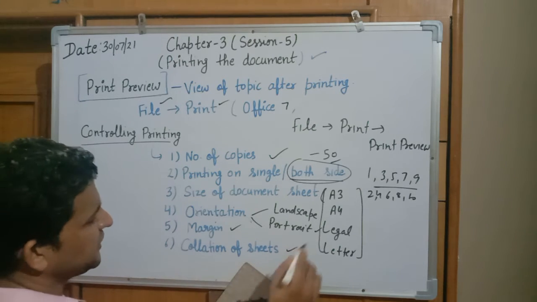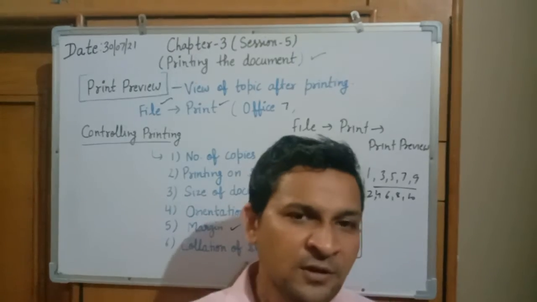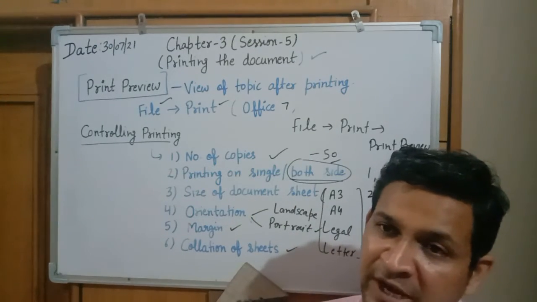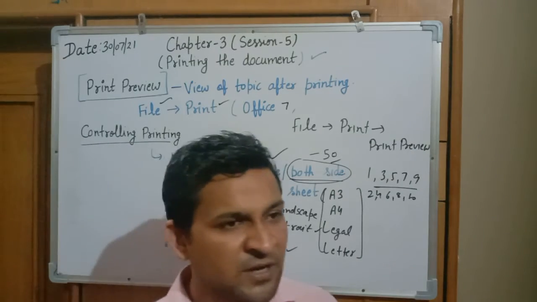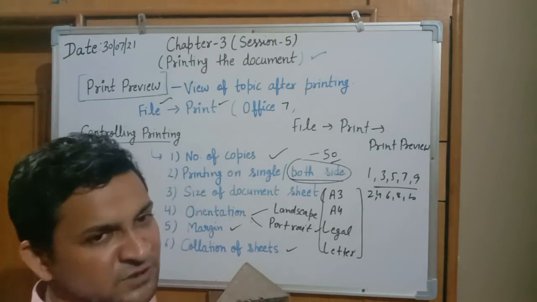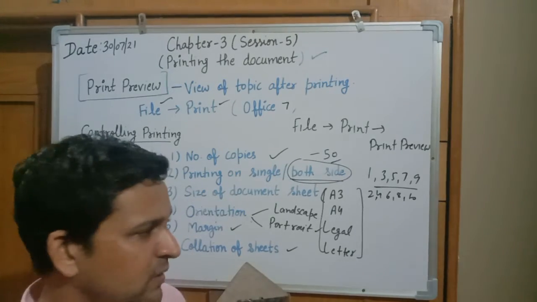Sixth one, collation of sheets. Collation of sheets means printing multiple sets of documents. If you want to print 10 sets of the same document, you can use the concept of collation of sheets, in which you can make multiple sets of the document in sequence.